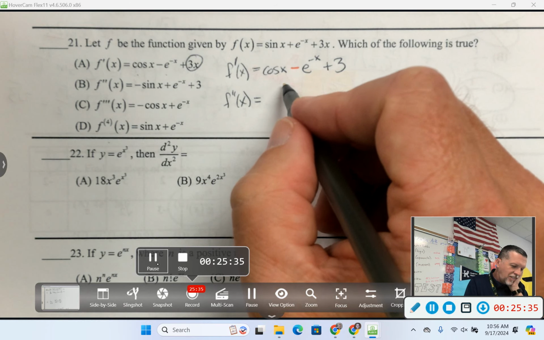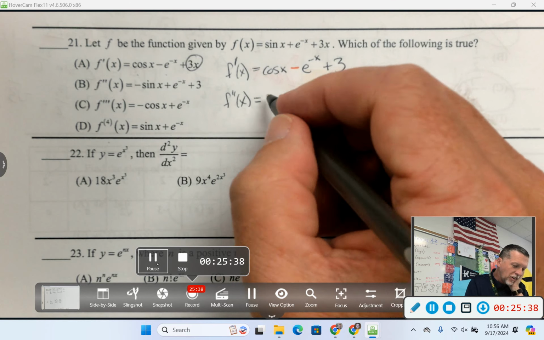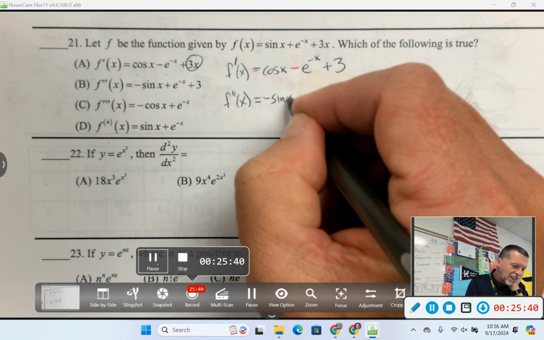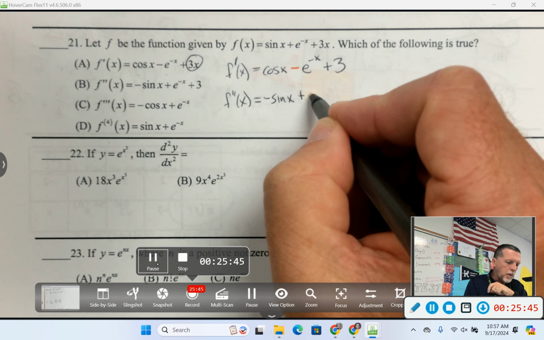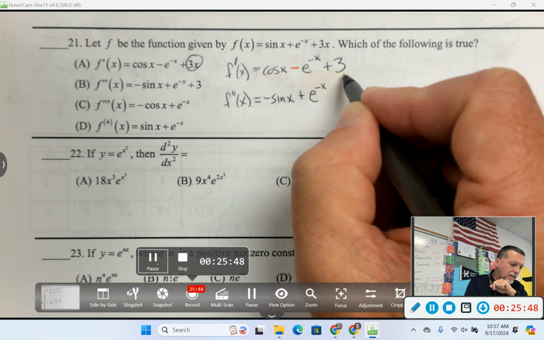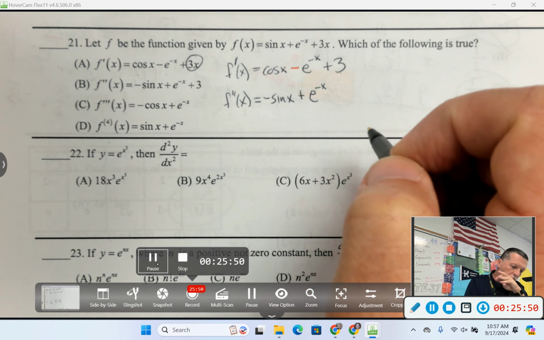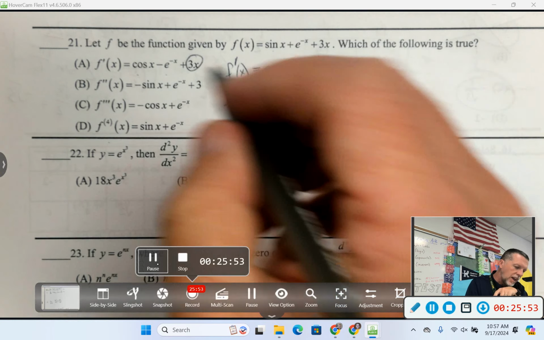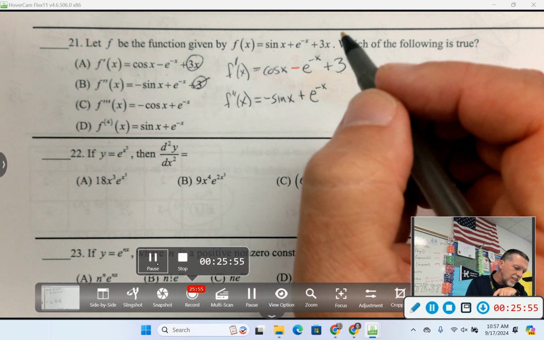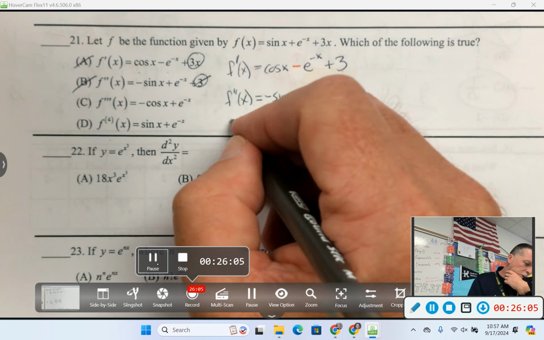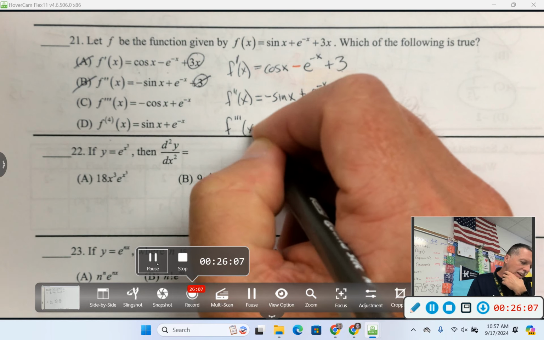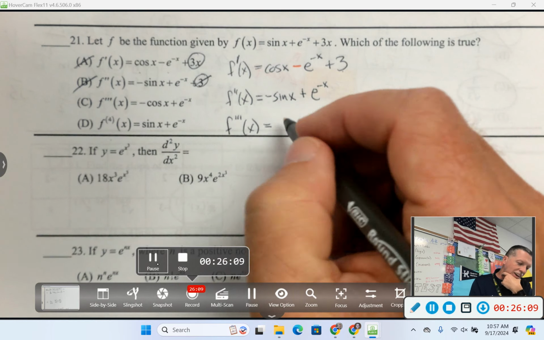Derivative of cosine is negative sine. E to the negative x, but negative would make it positive, so plus e to the negative x. Derivative of 3 is 0. Dang it, so it's not b because that 3 shouldn't be there. So I hope the third works. I guess if it doesn't work, it's got to be d, right?